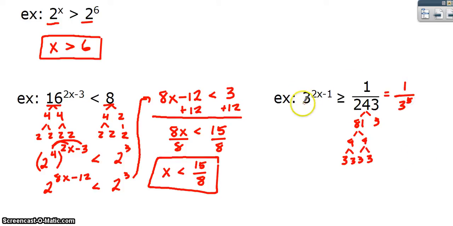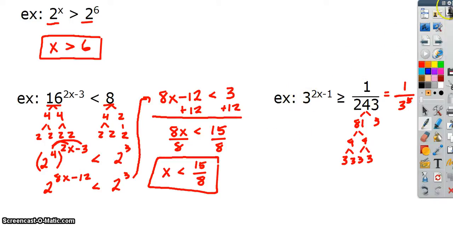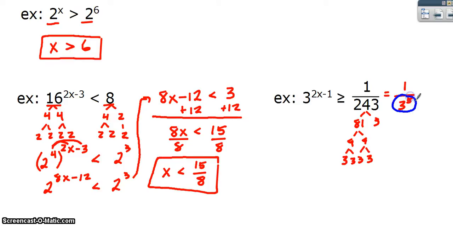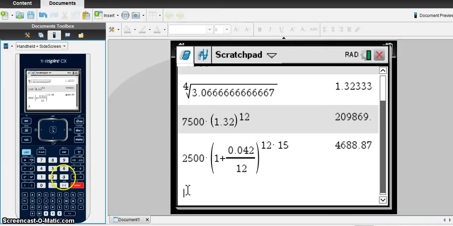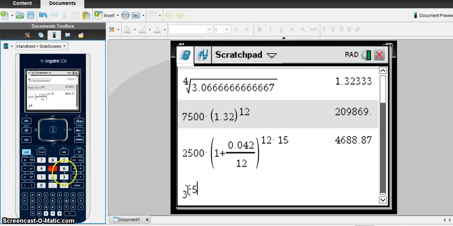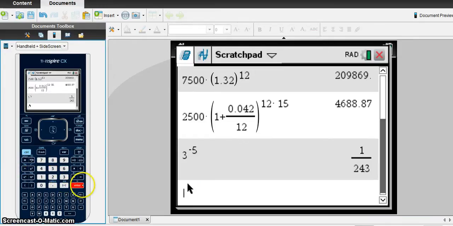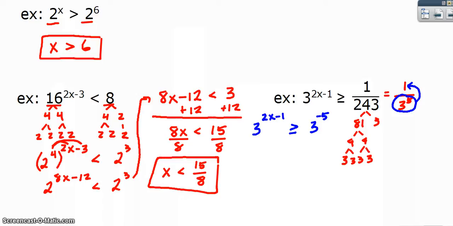Still not exactly what we want. We want the base to just be a 3. So what I'm going to do here is move this 3 to the 5th up to the top. And what happens there is the exponent becomes negative. So that becomes 3 to the negative 5. You can verify this in the calculator. 3 to the negative 5, 1 over 243. So just look out for things like that. They like to throw those fractions in. Those are always going to give you a negative exponent when you get a fraction like that.